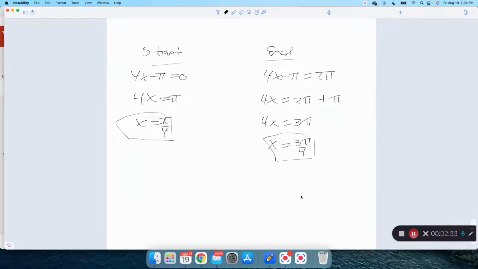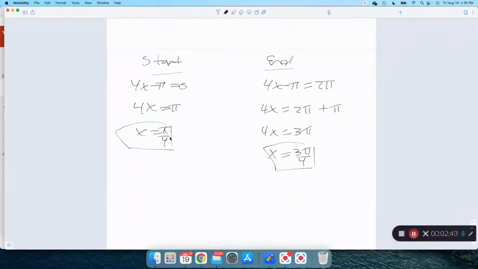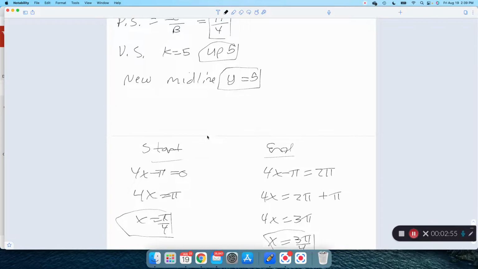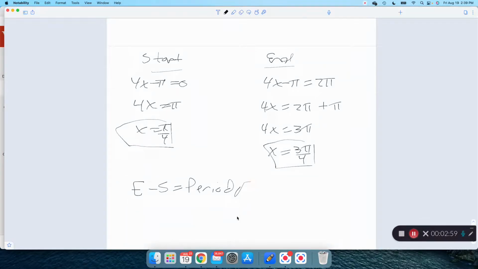And then we should check. Again, you can check this in your head. You don't have to write it out, but you should check it. That end minus start equals your period. I'll write it down. End minus start should always equal the period. So 3 pi over 4 minus 1 pi over 4 is 2 pi over 4. That's what I got for the period. Check. That was an ugly check.